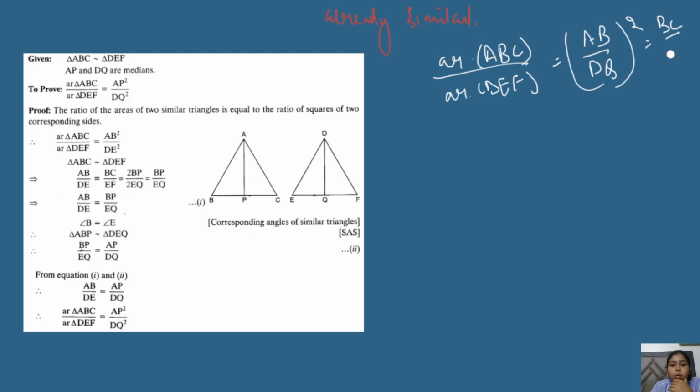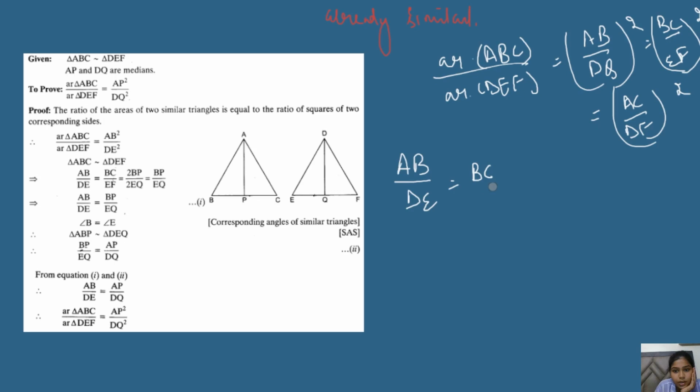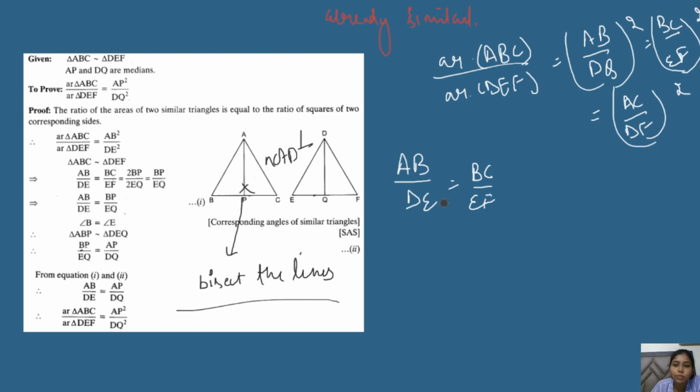So what you will do is, first of all, just write like this. Since both of them are similar, AB by DE will be equal to BC by EF also. Now medians are the ones which bisect the line. This is not perpendicular. These are the ones which bisect the line only. This is nothing like altitude and bisector. This is just the bisector. So basically you can write half of BC is equal to half of EF. So half of BC will be like BP upon EQ. This is also done.